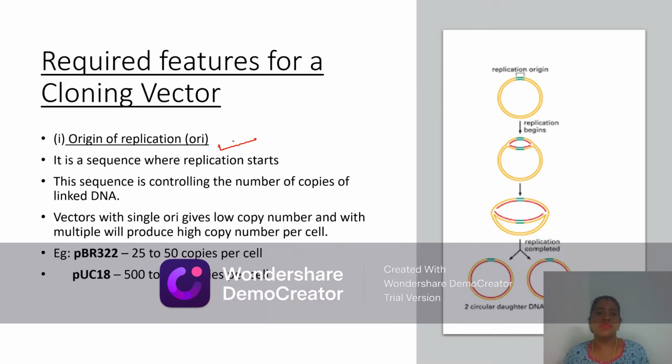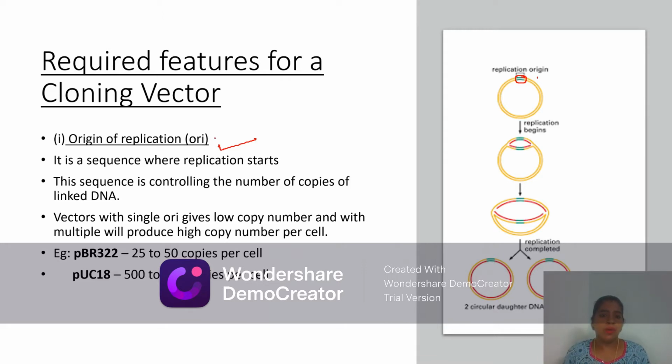The first feature is the origin of replication. The vector should multiply, then only will you get the foreign DNA which you inserted, right? Multiplying means it should definitely replicate and make multiple copies of your DNA. You can see this picture here. This is a vector which has a replication origin. Understand? So your vector should carry one gene or site, that is the origin of replication.